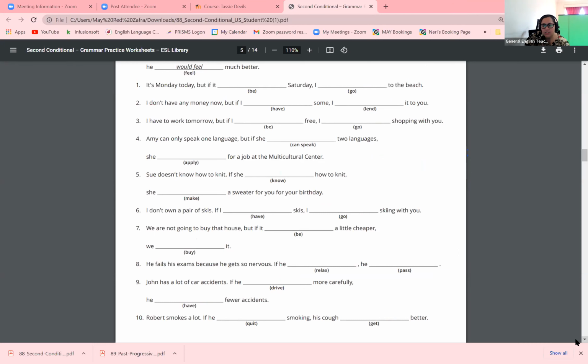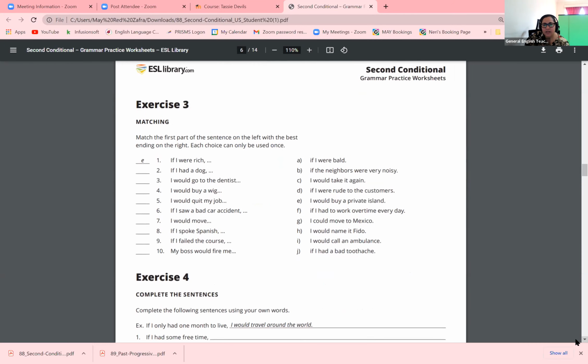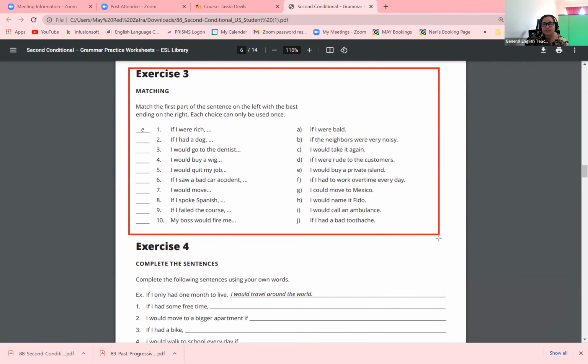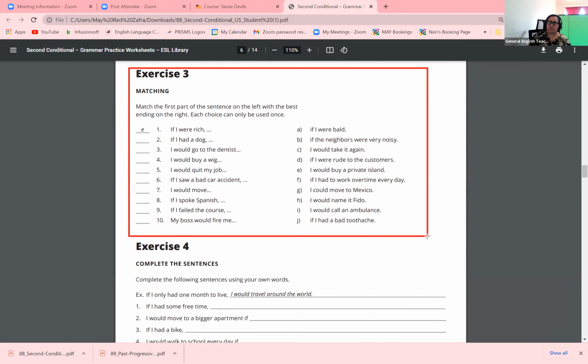Let's have a look at some more exercises here. Okay. Let's do the matching. Let's do this quickly because it's very easy. Yeah. Three minutes to read it and then we'll go. Three minutes. Okay, your time starts now. Just quickly.